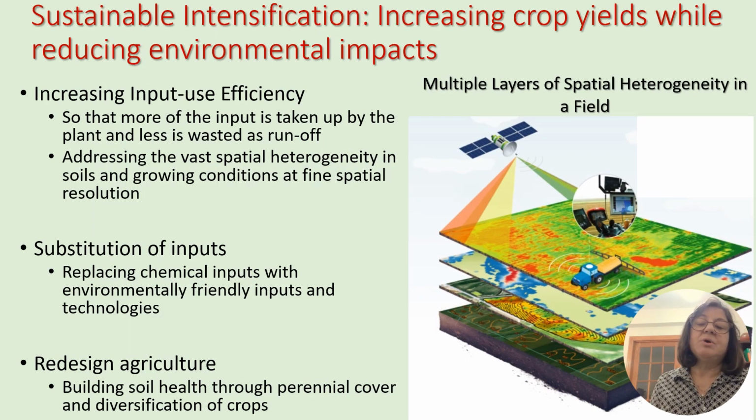So one mechanism to continue to increase yields without having a negative environmental impact is through a process of sustainable intensification. And sustainable intensification can be achieved through three key mechanisms. The first is by increasing input use efficiency so that more of the input that is applied is actually taken up by the plant and less is wasted as runoff. This requires addressing the vast spatial heterogeneity in soils and growing conditions at a fine spatial resolution that is prevalent across the agricultural landscape. There is also a possibility of substituting inputs, replacing chemical inputs with environmentally friendly inputs and technologies. And lastly, sustainable intensification can be achieved by redesigning agriculture, by building soil health through perennial cover and diversification of crops.